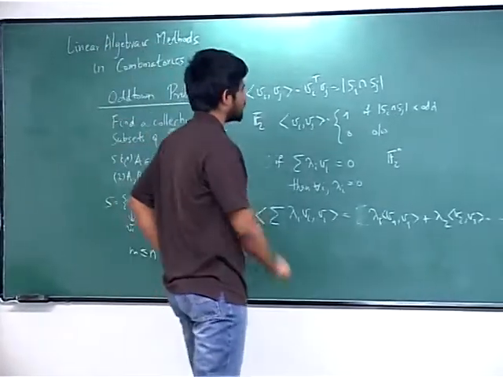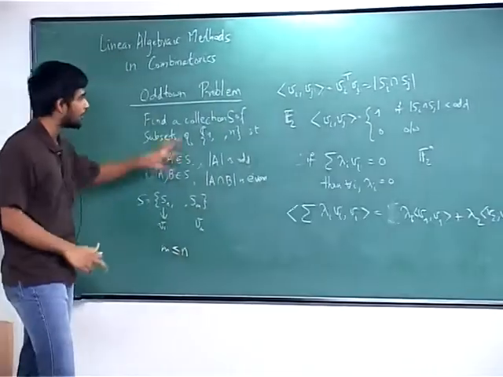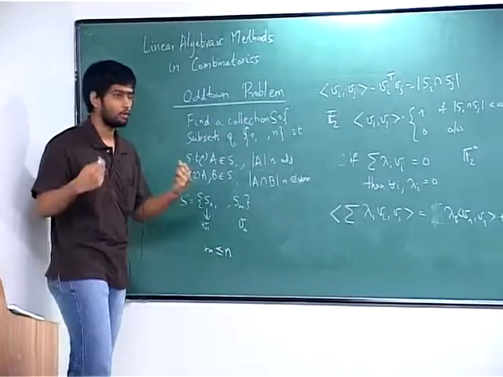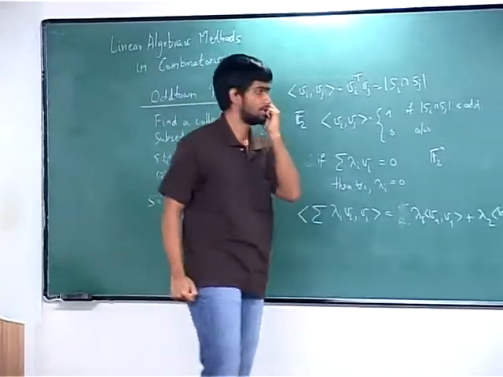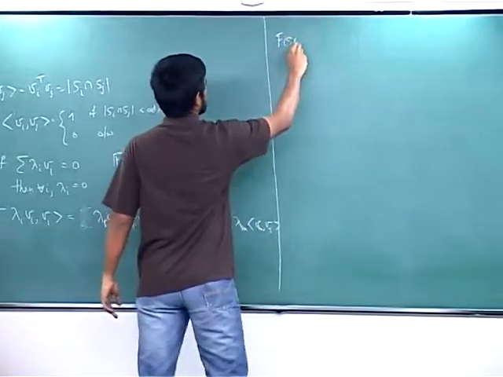This is going to be an extremal problem. Basically, I want to find a collection of subsets which satisfies a certain property, and I want to know what is the maximum collection of sets I can pick. This is known as Fisher's inequality.